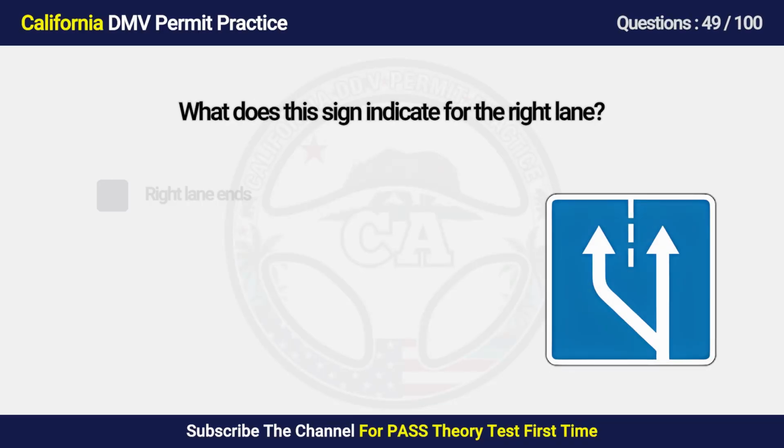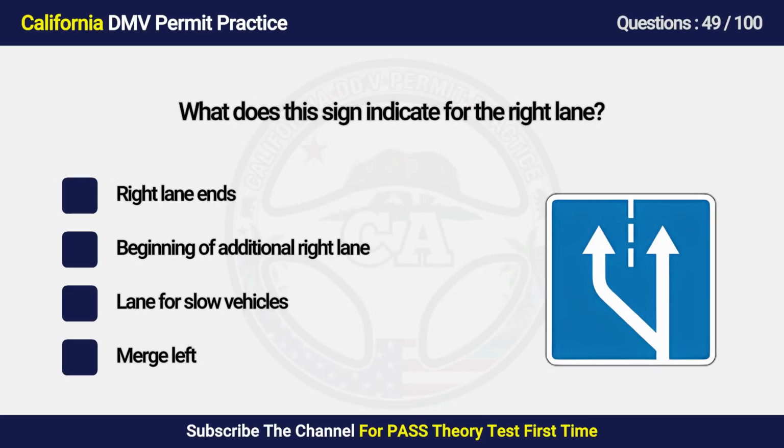Question 49. What does this sign indicate for the right lane? A. Right lane ends. B. Beginning of additional right lane. C. Lane for slow vehicles. D. Merge left.